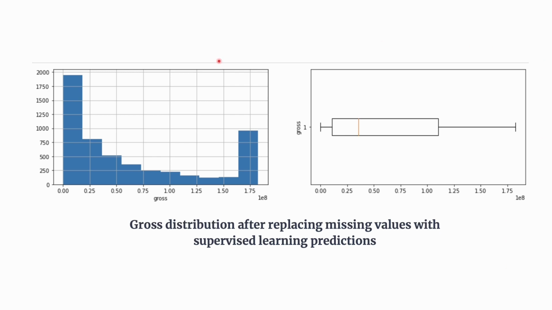And this is our distribution of the gross variable after we replaced the missing values. The distribution pretty much looks the same as it did before, with a slightly higher variance, but there are no outliers, and we think it looks pretty good.